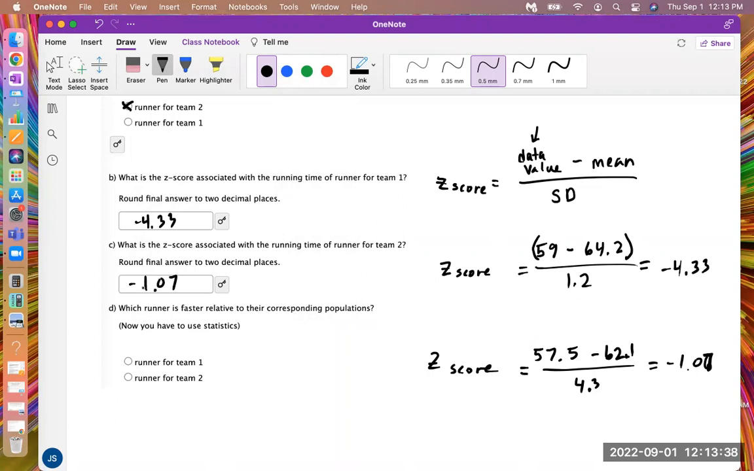Okay, and then they ask, which runner is faster relative to their corresponding populations? A z-score shows you how many standard deviations away from the mean that particular data value is. So pretty much they're telling you how far away this person is from average. And so the larger this value is, the further away it is from average.